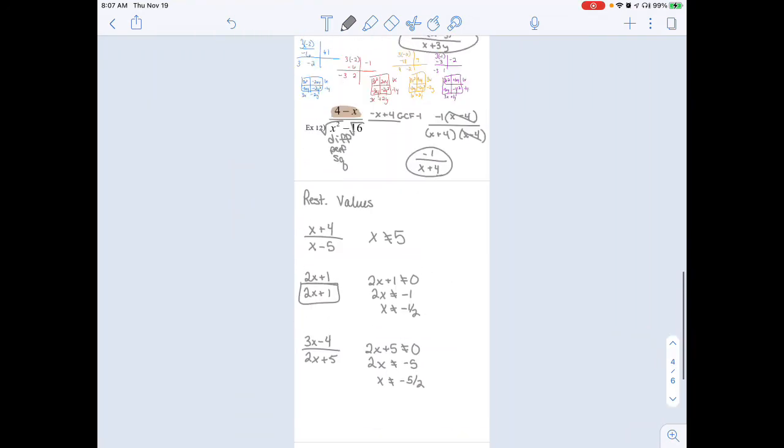Those are restricted values. All right, I know that you thoroughly enjoyed that lesson. I can't wait to see how well you do on the homework.